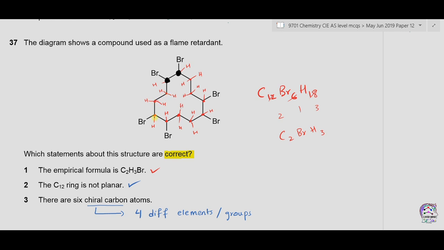Same is for the fourth one. Then this carbon is also chiral. This is also chiral. Similarly, this carbon and this carbon are also chiral. So in total we have 6 chiral carbon centers, so therefore option 3 is also correct. So answer is A.